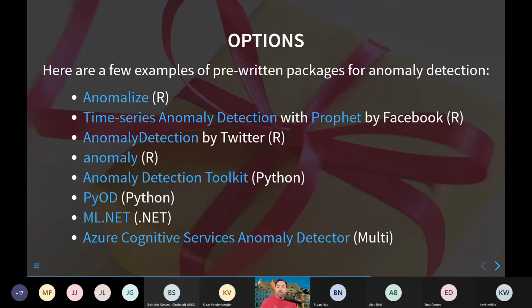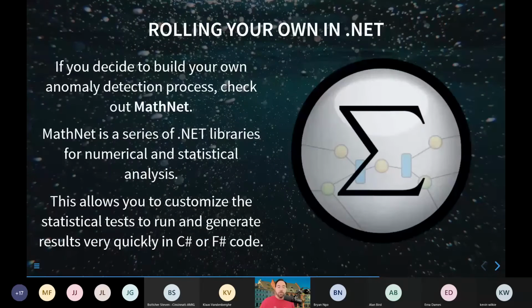So I don't necessarily recommend that you start from scratch. There are several really good projects that have implemented academic papers that have been digging into this stuff for decades. And I would start with one of those. And in fact, we are going to start with ML.NET. But if for some reason the packages don't do what you want to do, or if you want to roll your own just to learn more about anomaly detection, you can.